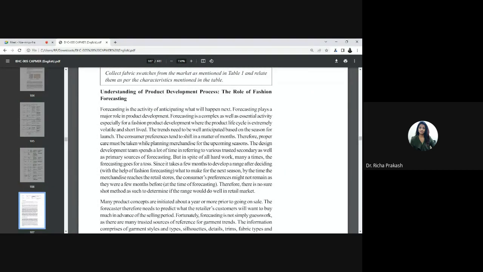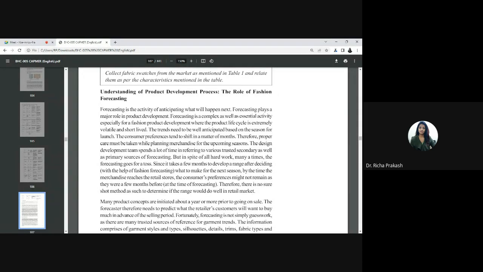Understanding of product development, the role of fashion forecasting. I already told you that fashion forecasting is one of the first activities that happen whenever a design is being conceived. Forecasting is the activity of anticipating or predicting what will happen in the future. So this is the definition here. It plays a major role in the product development process because if I tell one of you to design some garments for the 2025 winter collection, you cannot just make 10 different types of sweaters and overcoats and come to me and say these are the designs. You have to know what is going to be in fashion in 25. You have to predict that, and on what basis.